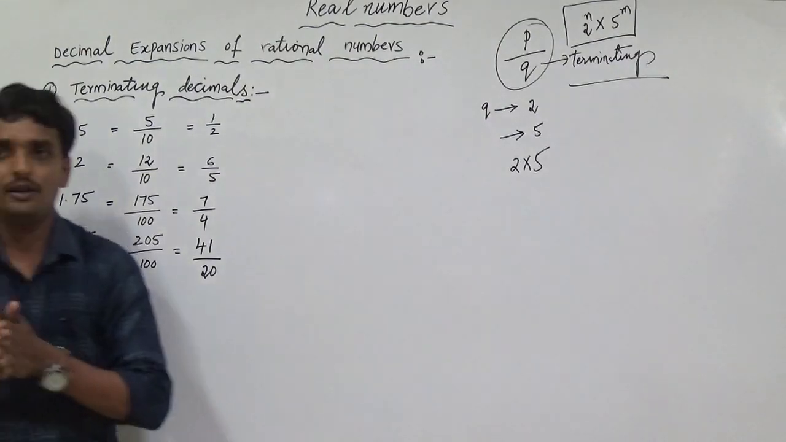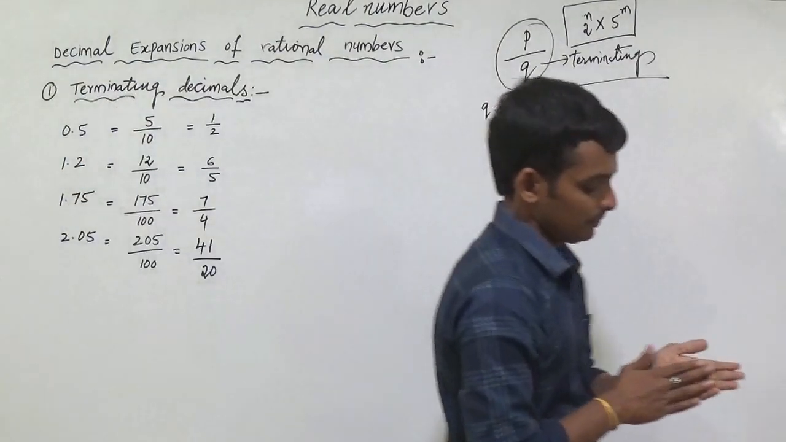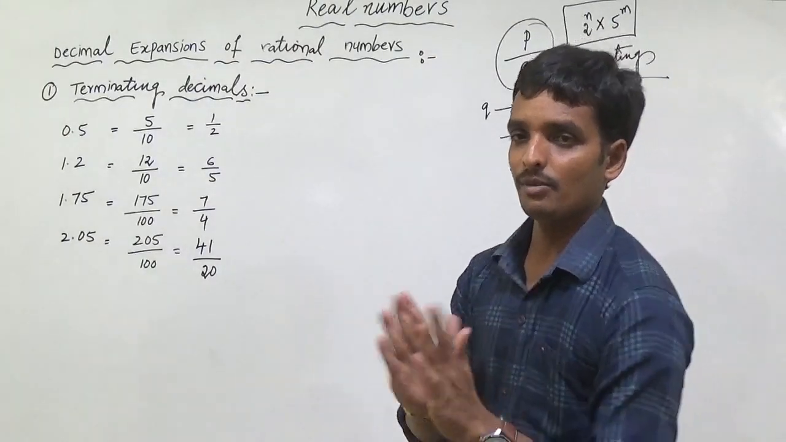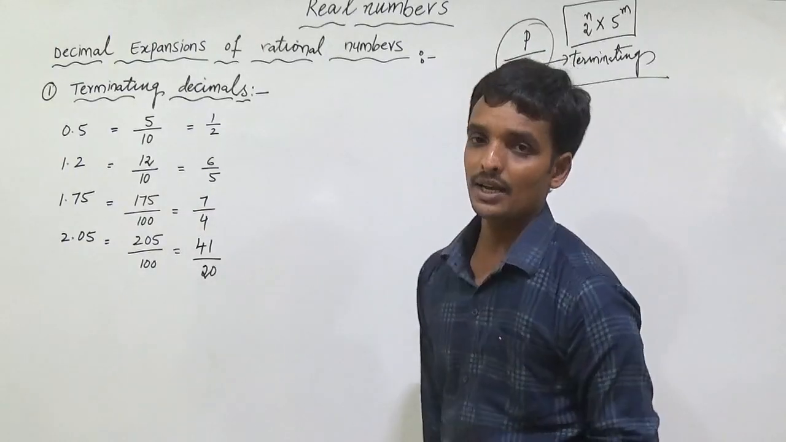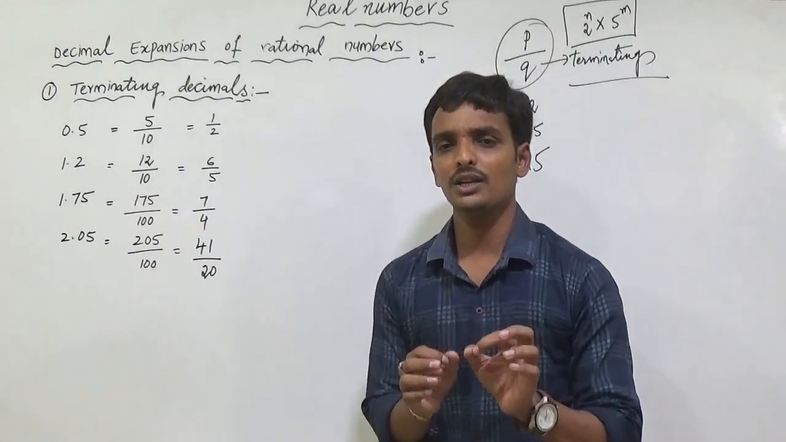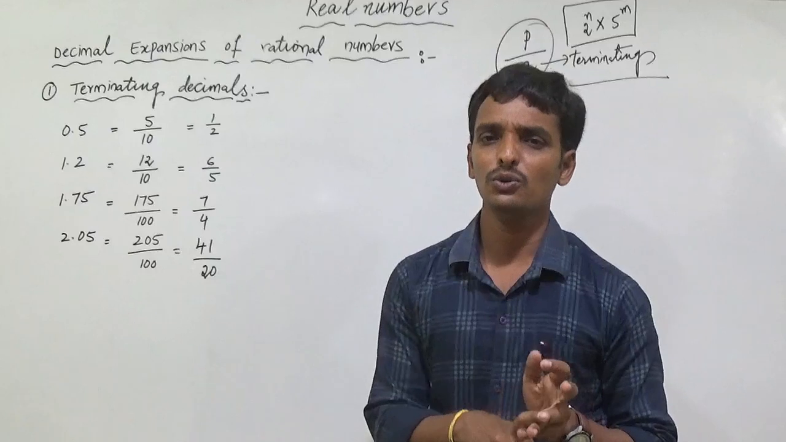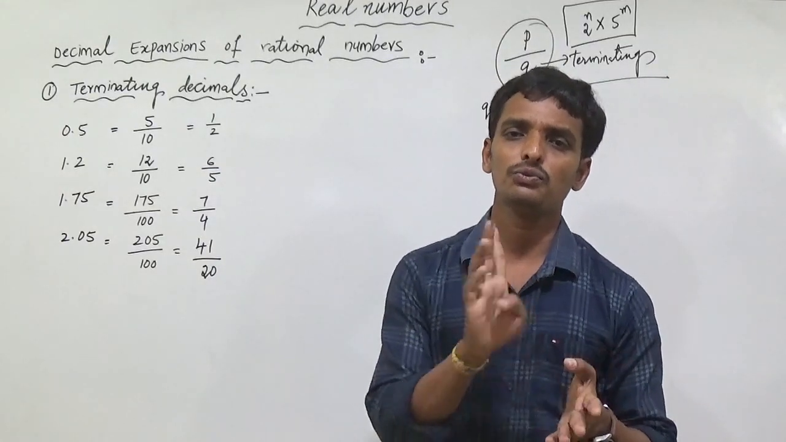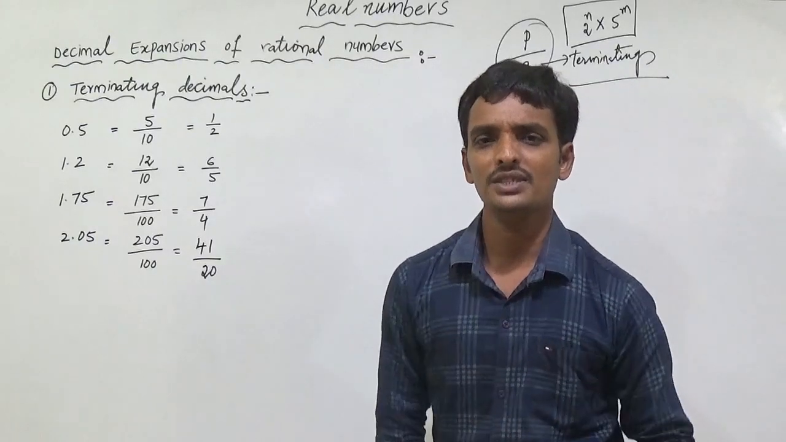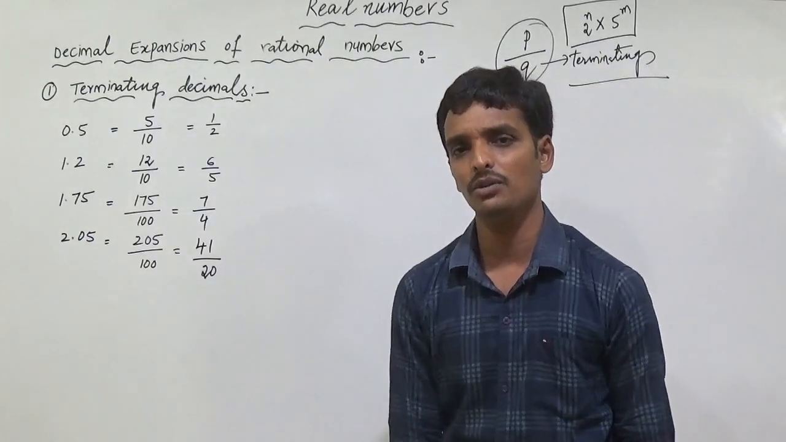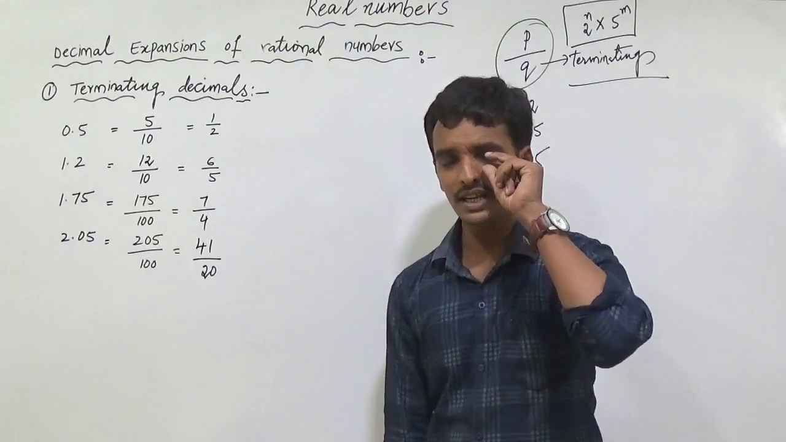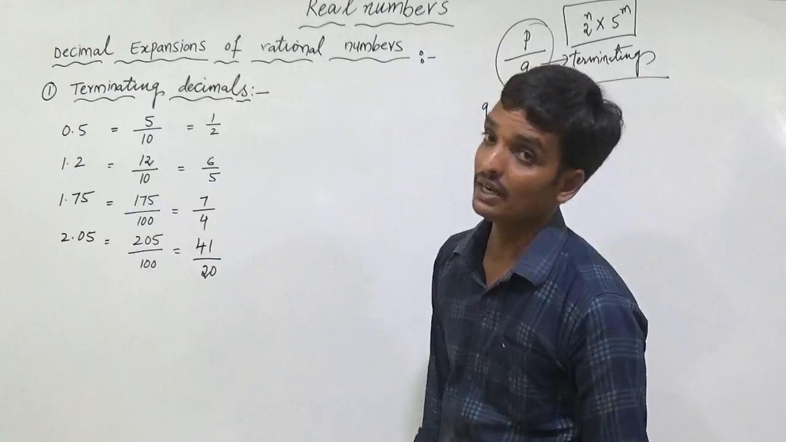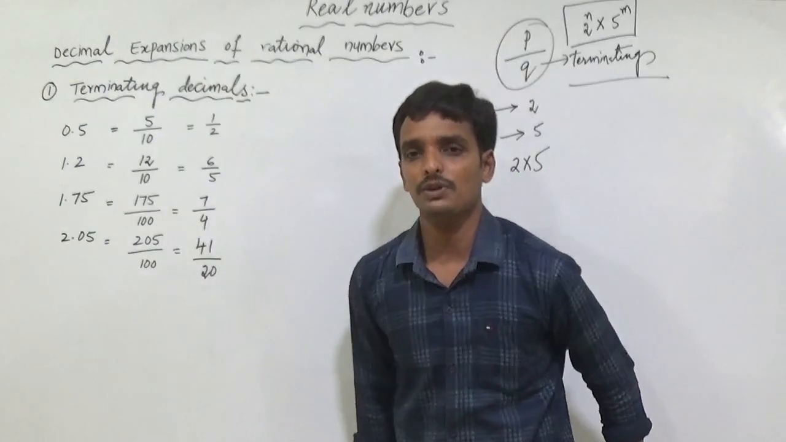Observe that, for example, if you factorize the denominator and it has only 2's, whether 2 into 2 two times, 2 into 2 into 2 three times, or four times, ten times, fifteen times, a hundred times, then you can tell easily and blindly that the given number has a terminating decimal expansion.